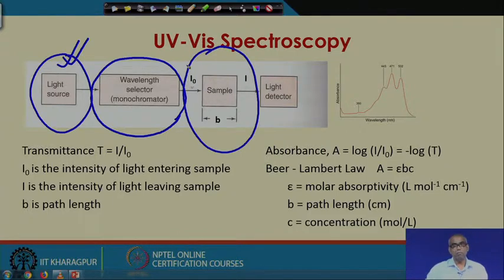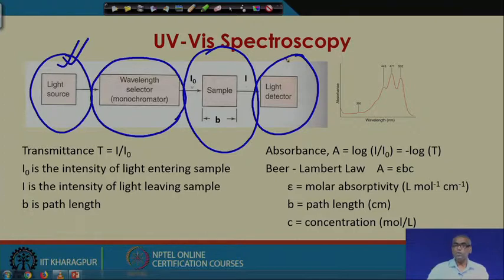The sample has path length B. The intensity of the light that enters the sample, let it be I 0, and the intensity of the light that leaves the sample is I. This light goes to a detector. So, the detector measures the intensity of the light, and then it can calculate the absorbance, because the detector detects the intensity of the light I, and the detector also has information about I 0. We will see later how.